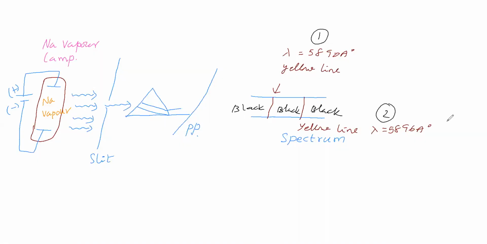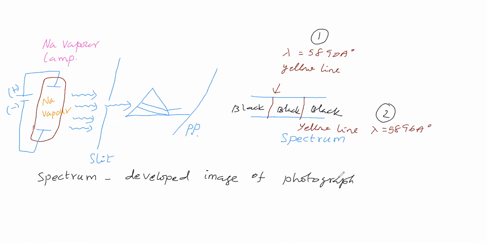What is meant by spectrum? Spectrum is nothing but the developed image of a photographic plate. That's all. First we will see the spectrum. The developed image of a photographic plate is called a spectrum.